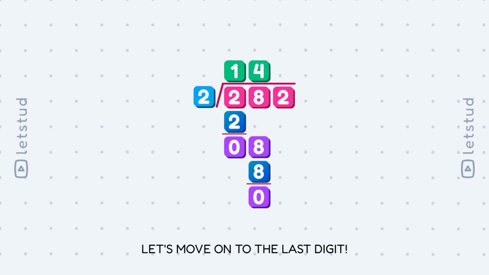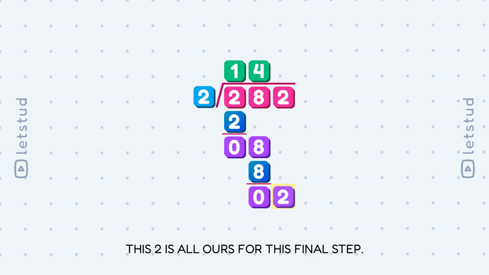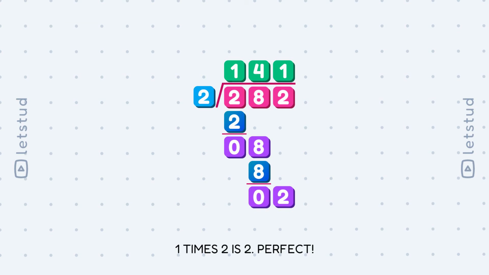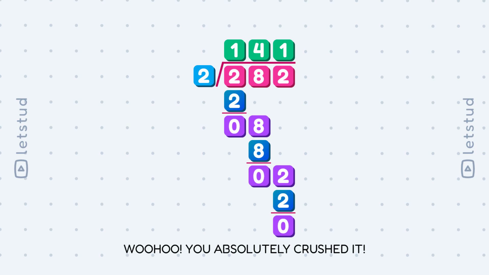Let's move on to the last digit. Last step, we have 0 and bring down the final digit 2. We now have 2. This 2 is all ours for this final step. How many times does 2 fit into 2? Just 1 time. 1 times 2 is 2. Perfect. Subtract 2 from 2 and we have 0 left. We're all done. Woohoo, you absolutely crushed it.